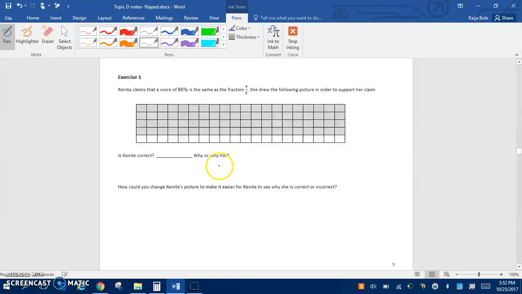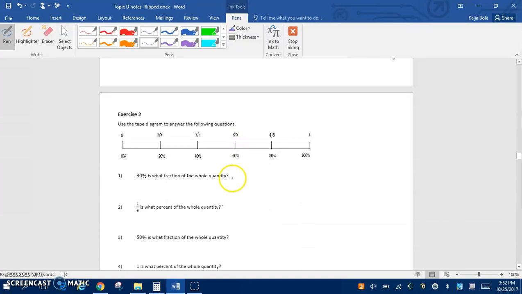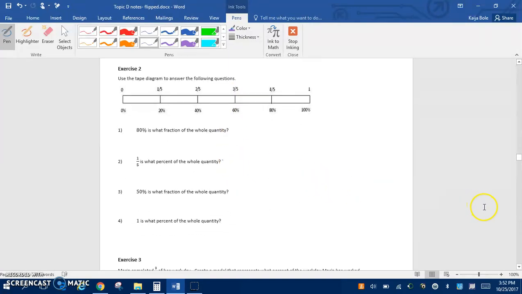So we're going to flip over to the next page, so page 10, and we're going to look at exercise 2. Exercise 2 says to use the tape diagram to answer the following questions. Number 1 says 80% is what fraction of the whole quantity? So if we look on here, we're looking at percents, we're looking at 80. What fraction of is that? And if we look up above, that is 4/5.